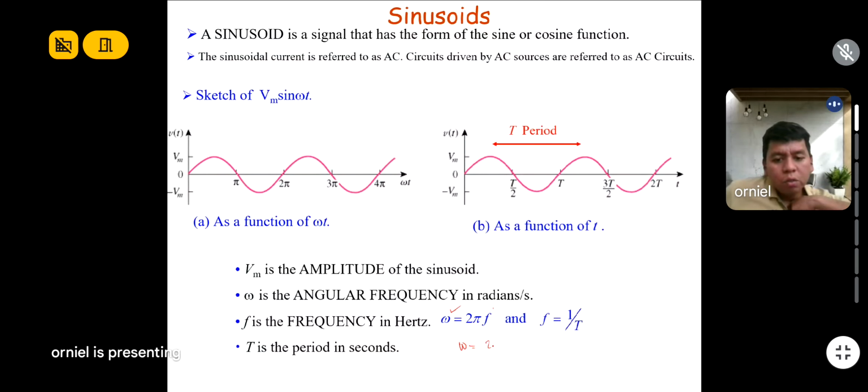In other words, period will be equal to what? Transpose this to solve for T. So normally, period will be equal to 2 pi over omega. So that is the equation for getting the period.